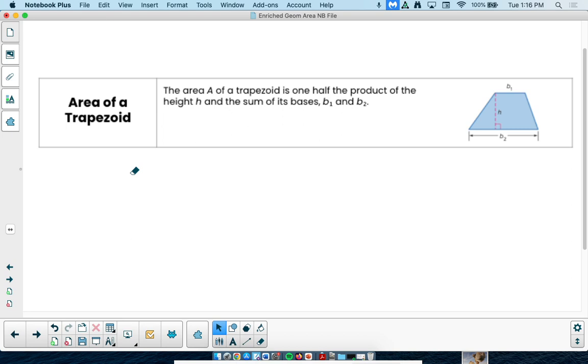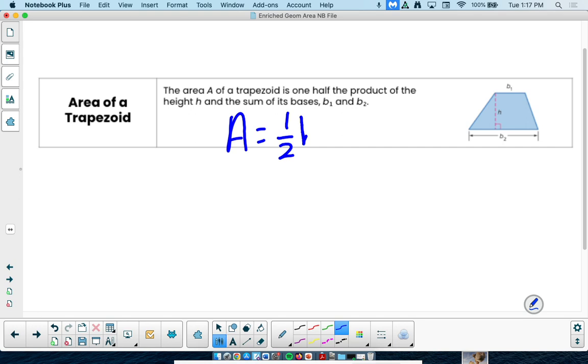Have you guys found the area of a trapezoid before? No. I bet you have. Anyone know the formula? Kind of. Half your height times your bases added together. You're kind of close. Just remember the bases of your trapezoid are the parallel ones, the ones that will never touch. So half times your height times your bases added together. That's your formula.